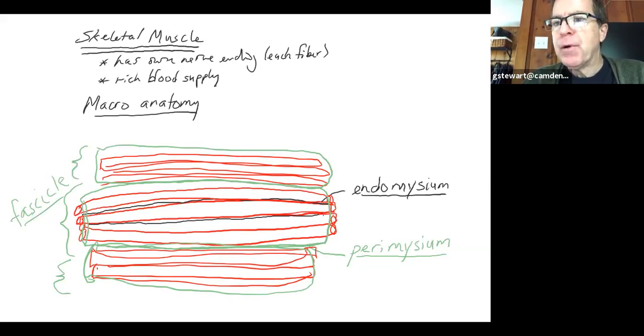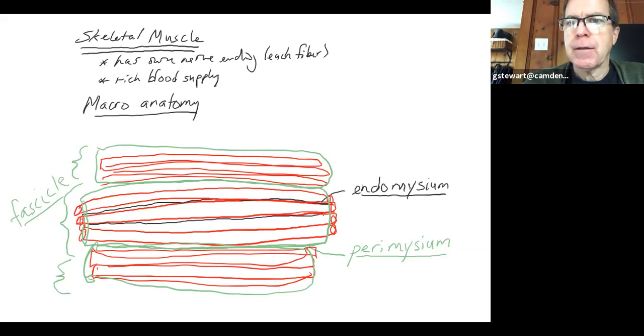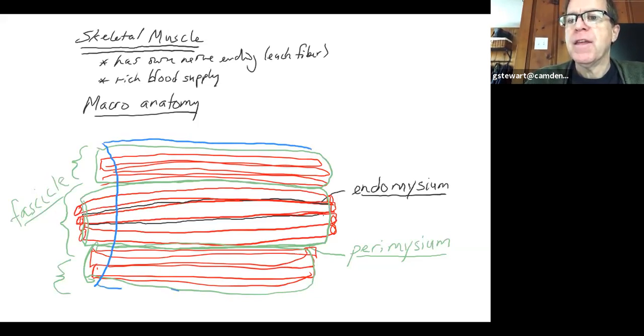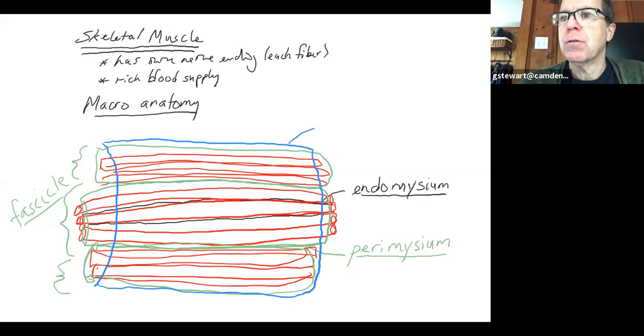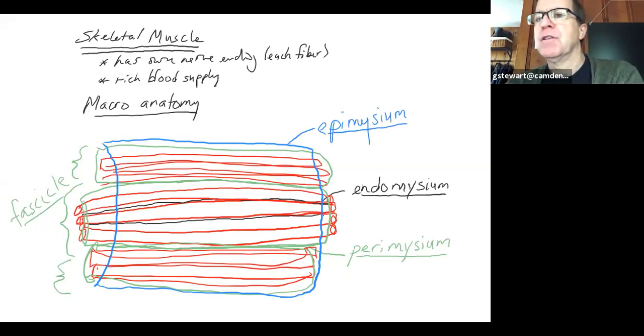If I wrap a whole bunch of fascicles in a super thick connective tissue covering, which is what I'm going to do now, this is an entire muscle that I've created. This super thick connective tissue is called epimysium. It's coarse connective tissue that wraps several fascicles together to form an entire muscle.